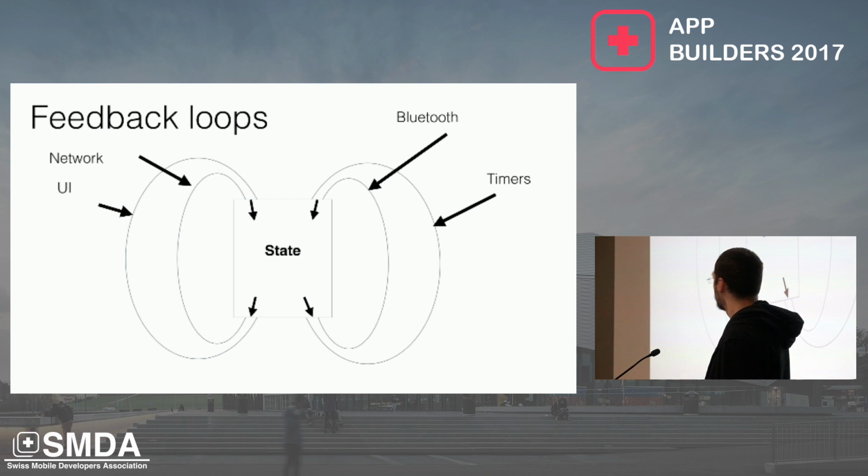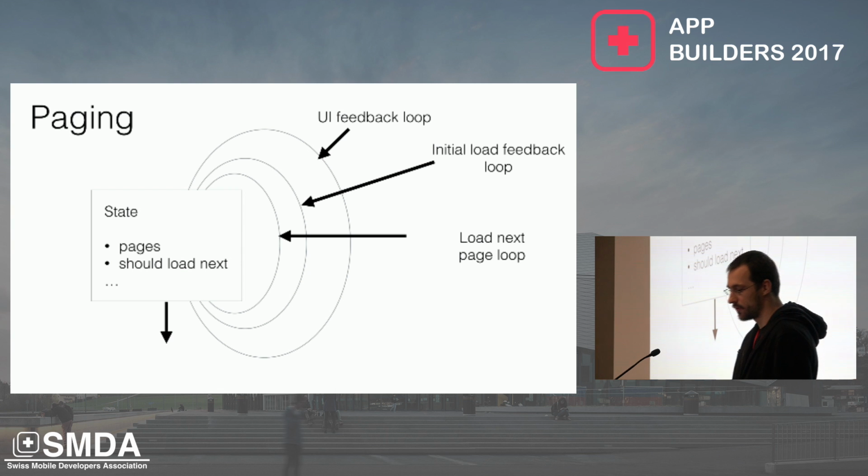And I'm going to try to explain how it actually worked out for us and what the parts were. So for example, if you have paging, you have some state, and state is a pure struct. It doesn't contain anything funky there. And you have 3 feedback loops, okay? So you have a feedback loop that goes from state to UI and then back to state. That is the control loop.